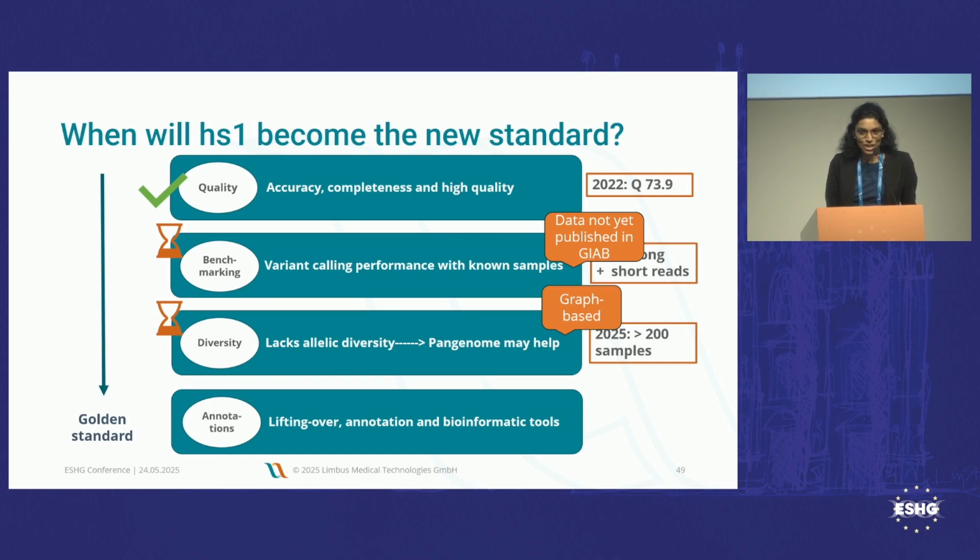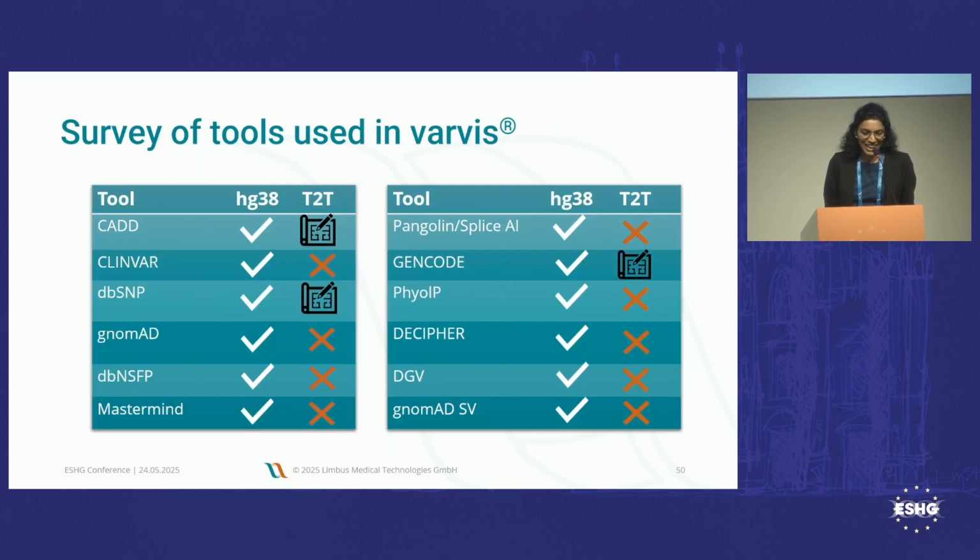And we need annotation sources. Currently, UCSC and RefSeq have T2T in them, but the rest of the sources, we did a small curation, and we looked at it, and we found that not many tools are supporting T2T currently, but CADD, dbSNP, and GENCODE have sort of started doing it, and we can see it in the near future. But for the rest of the tools, it would take some more time for it to come.